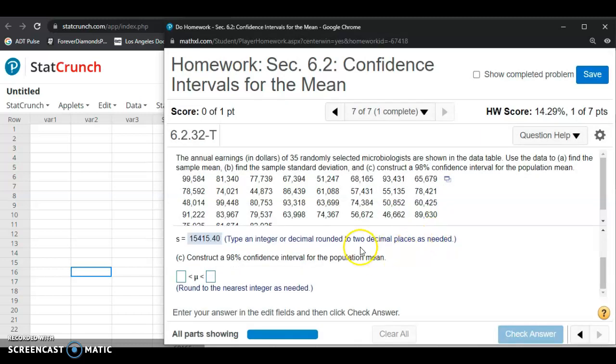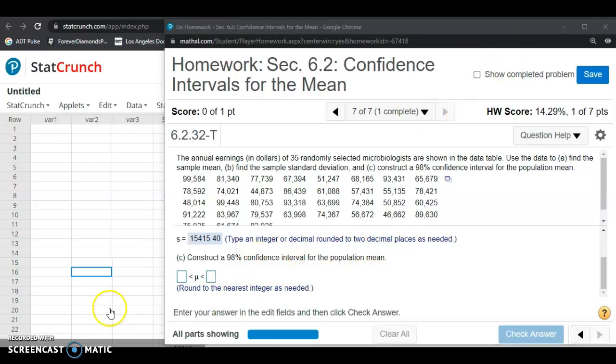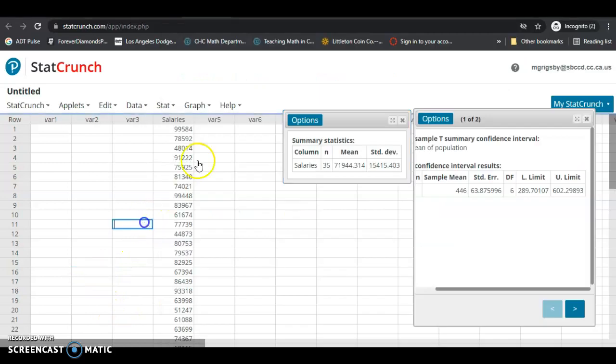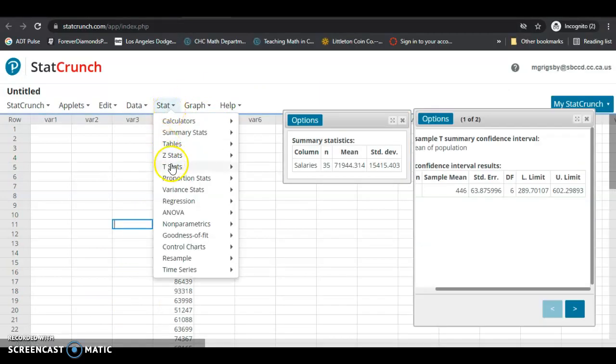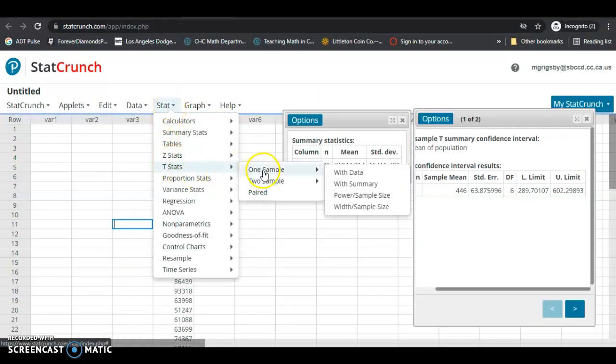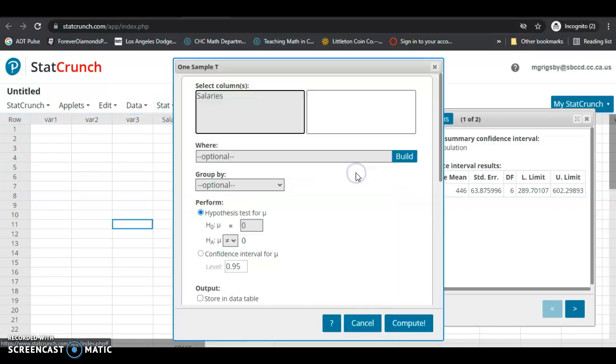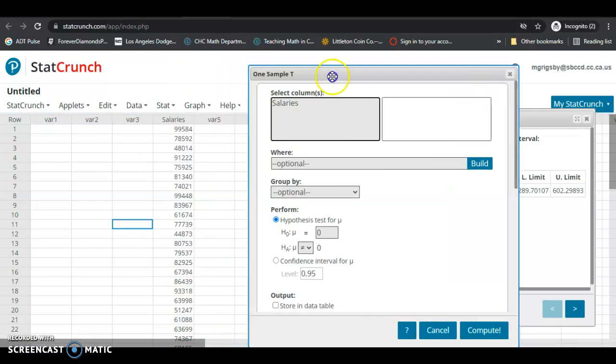And then we're going to do what we did before to obtain the confidence interval using StatCrunch. So let's go to Stat, T Stats, and then select One Sample. Since we have the data, we're going to select With Data this time. Before we only had the summary, so we selected With Summary, but now we're going to select With Data, anytime we have the raw data values. Select the appropriate column.